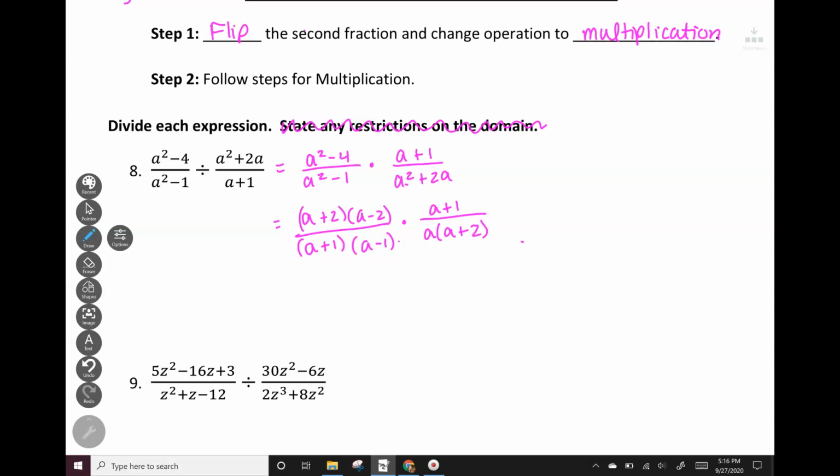Okay, now if you'll remember, the next step after you factor everything is to divide out anything that appears in the numerator and denominator. So if I've got A plus 2 here and A plus 2 down here, those cancel. And then I've got A plus 1, A plus 1. So those will divide out. Okay, that leaves me with an A minus 2 in the numerator and an A minus 1 times A in the denominator. I'm going to put the A first, which can be simplified as A minus 2 over A squared minus A. Just distributing that A in the denominator.